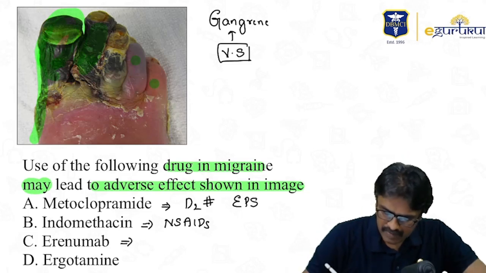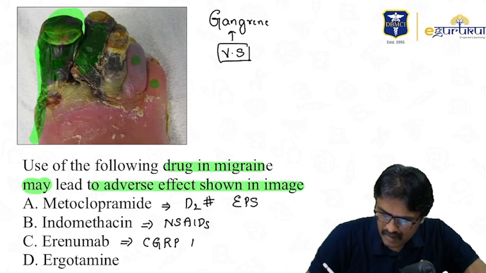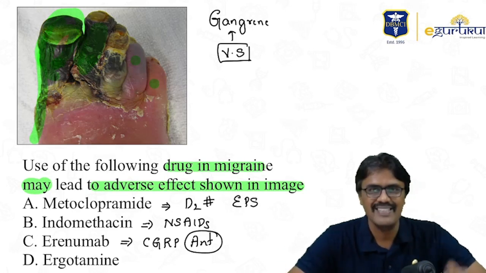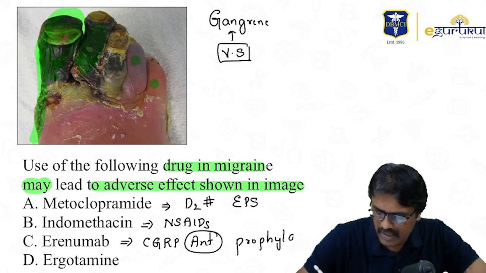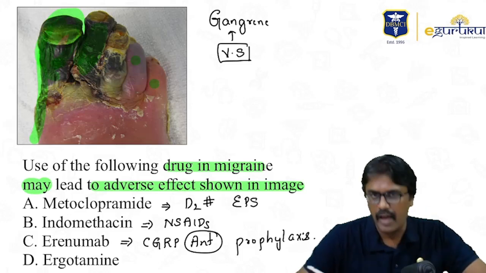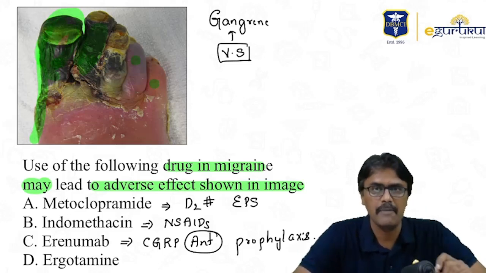Now, erenumab is a calcitonin gene-related peptide antagonist. So it is a monoclonal antibody which opposes CGRP, and it is not for acute attack of migraine. It is for prophylaxis. So once monthly injection of erenumab is given to prevent migraine.